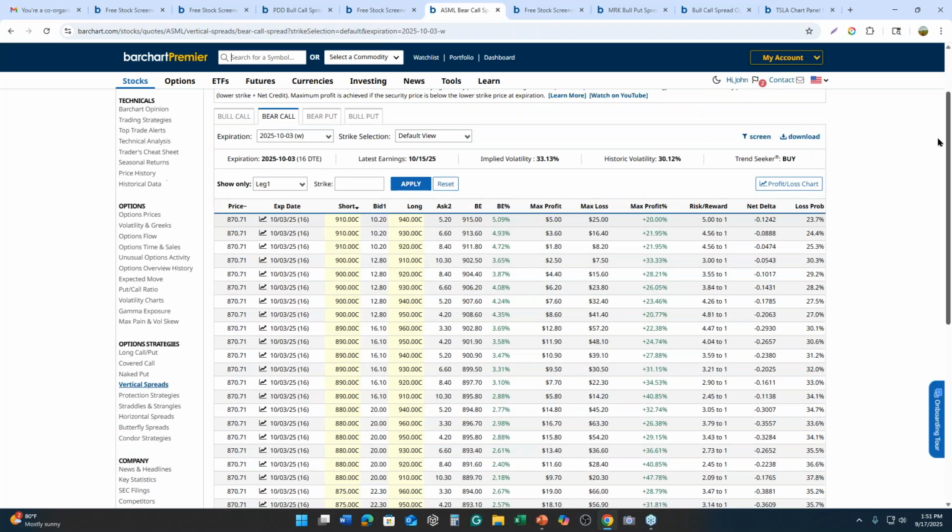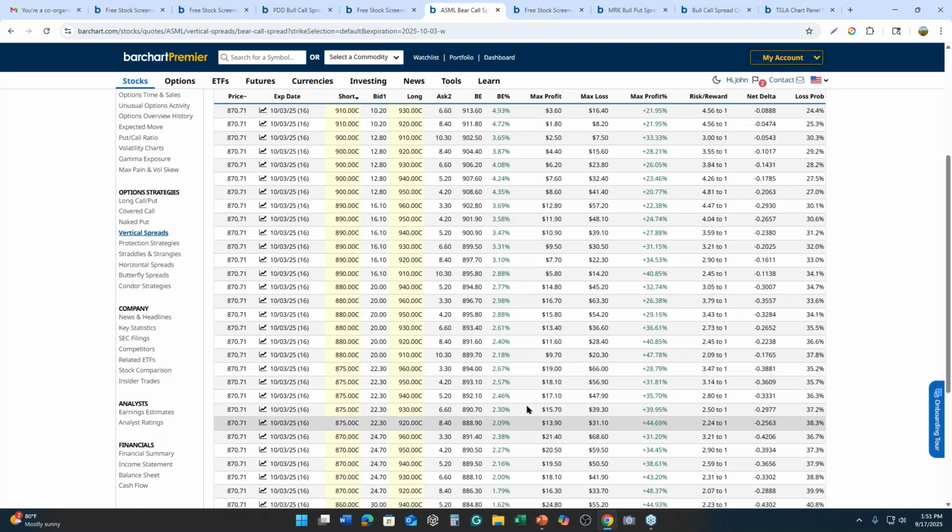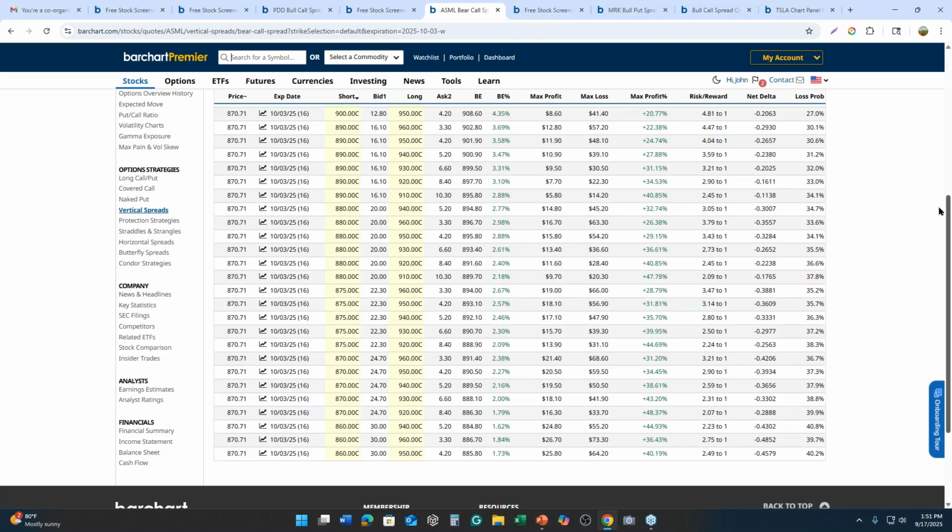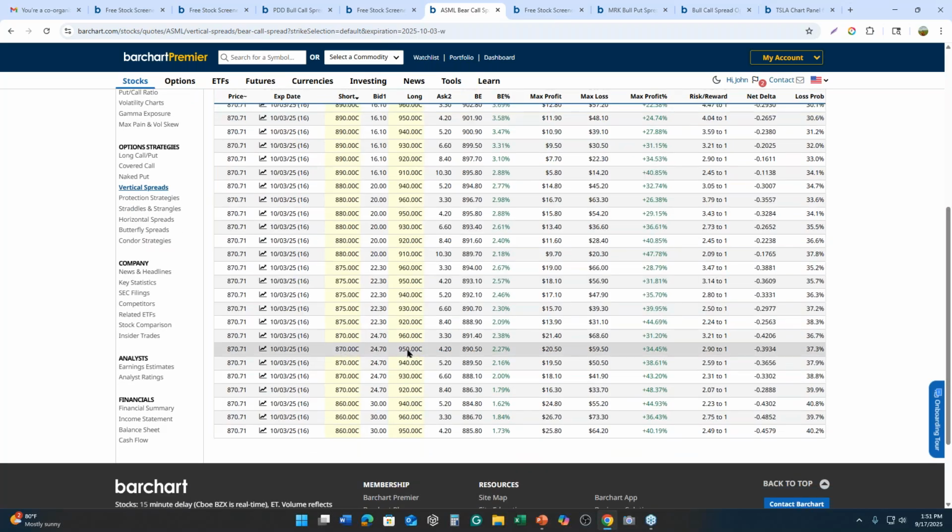All right, so aggressive, right? $870 versus $950, right? I'm going to take in $20 worth of premium and risk almost $60 in potential loss. Now, notice here that this is where I'm being aggressive, where my net delta is actually outside of that 35. So you're really taking on a lot of risk here. And then look at your loss probability, greater than 1/3.